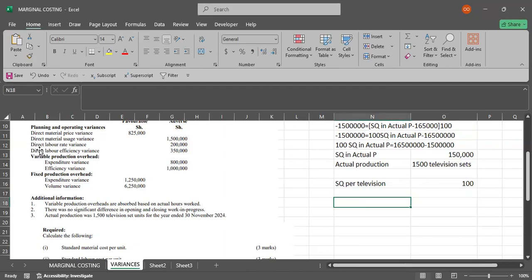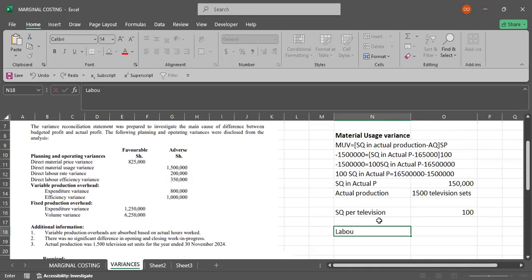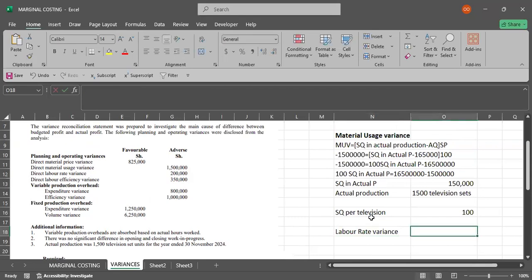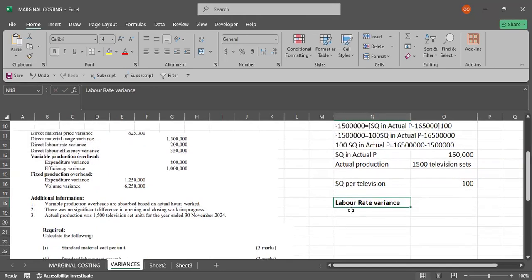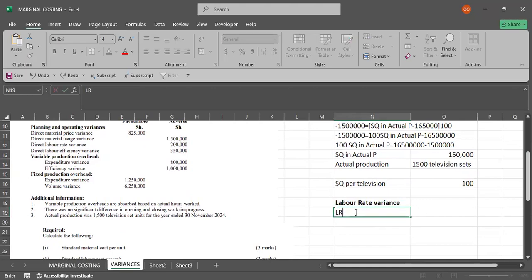So let's go to labor, right? Our next variance here is what we call direct labor rate variance. So let's look at labor rate variance. That we said, labor, you don't purchase whoever is offering the service, but you pay for the services offered, right? So we talk about labor rate, not labor price, right? So how do we get labor rate variance?